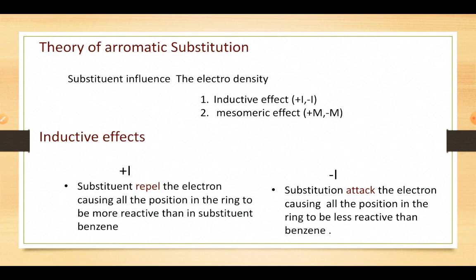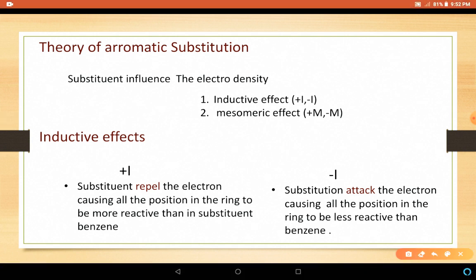In that, two effects are most important: the inductive effect and the mesomeric effect. The mesomeric effect is also known as the resonance effect. First of all, we see the inductive effect. What is the inductive effect? The inductive effect is the displacement of sigma electrons. There are two types of inductive effect: positive inductive effect and negative inductive effect.